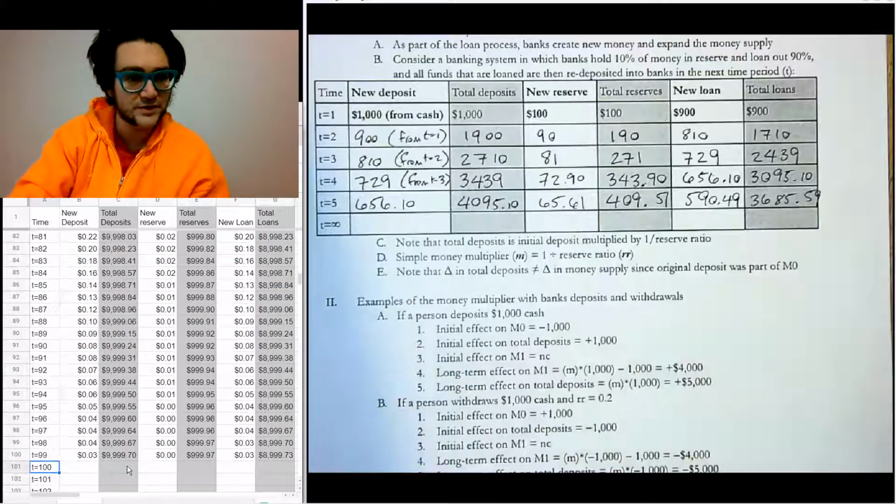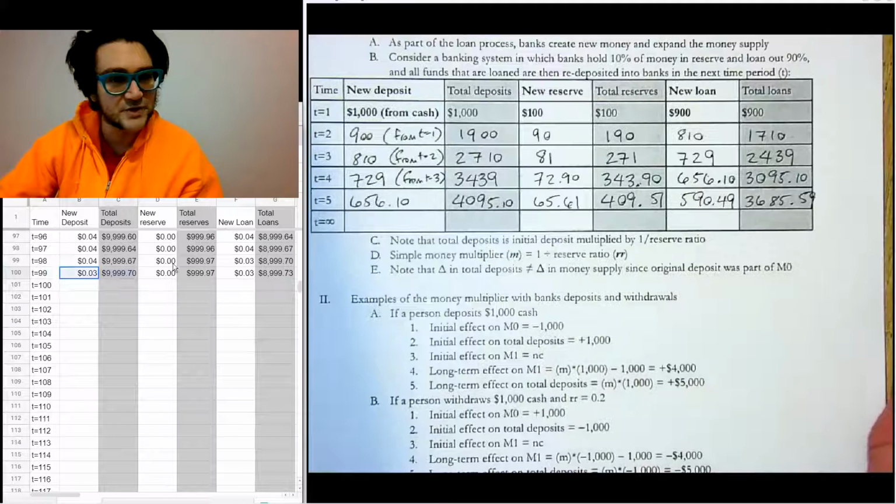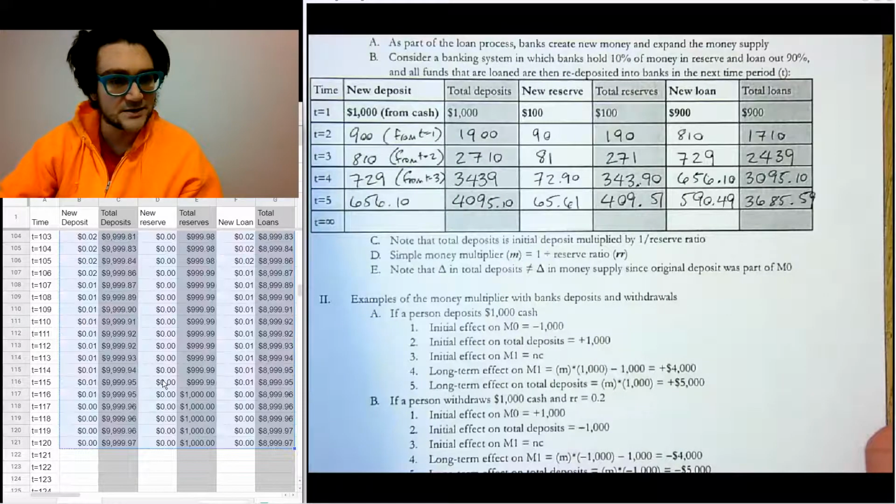I have to go over. There we go. Oh, we're getting close, but we're not quite there. We're still getting new loans. What is this? A new loan of 3 cents. That's not very much, but it's still a loan. So let's see. There we go.